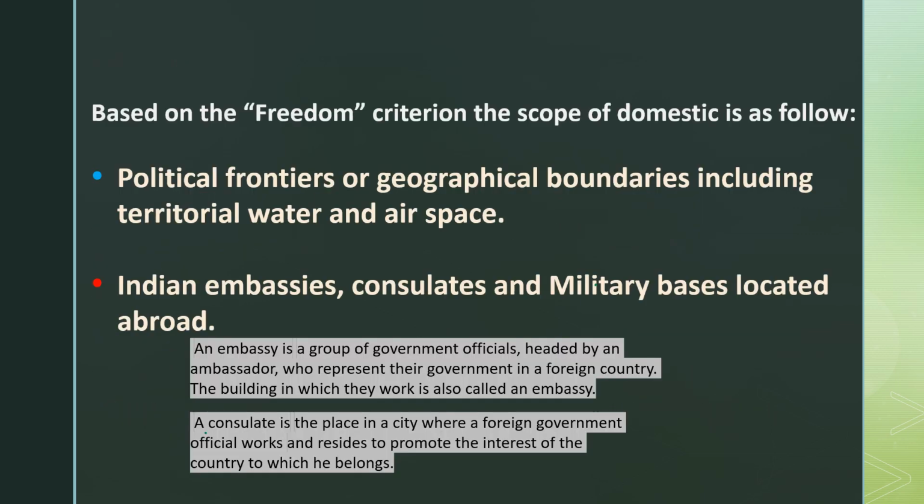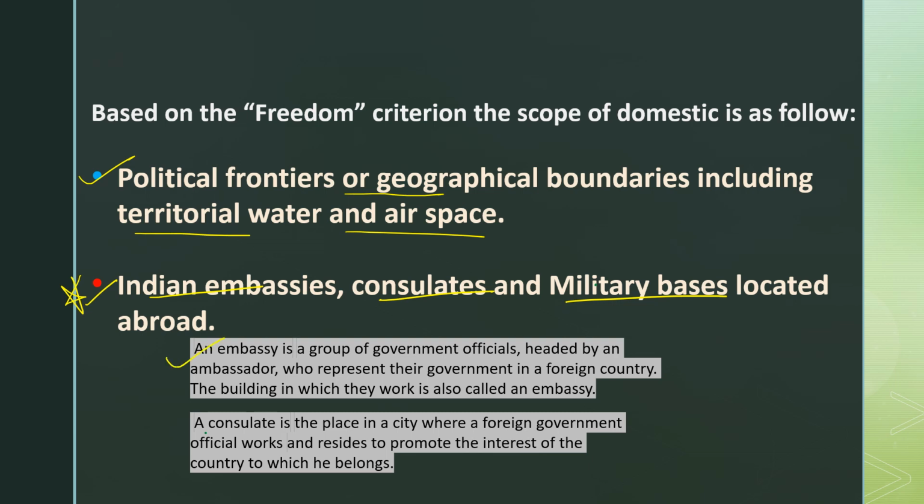Now, based on the freedom criteria, the scope of domestic territory is as follows. First, political frontiers or geographical boundaries including territorial water and airspace. So all the rivers, ponds, lakes or airspace, all the air in our country, is included in the domestic territory of a country. Second, which is very important, Indian embassies, Indian consulates and Indian military bases located abroad. All the Indian embassies, consulates and military bases located abroad, which are outside the geographical territory of the country, are also included in the domestic territory of a country.